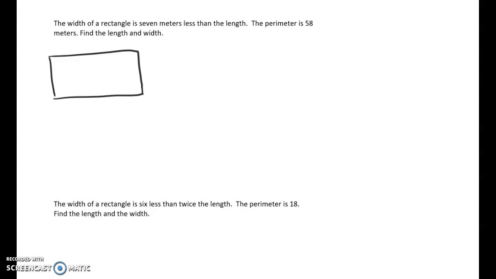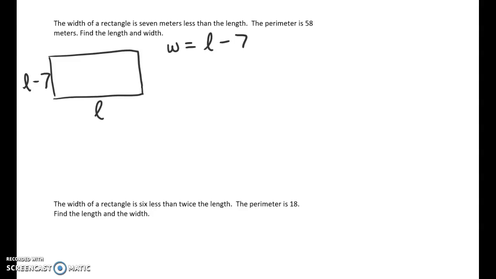The width is 7 meters less than the length. So if this is my length, the width is 7 meters less than the length. So I have to take whatever the length is and take off 7 meters, and that'll give me the width. You could write that separately if you wanted to. You could say the width is 7 meters less than the length. So remember, you're subtracting the 7. That's the tricky part.